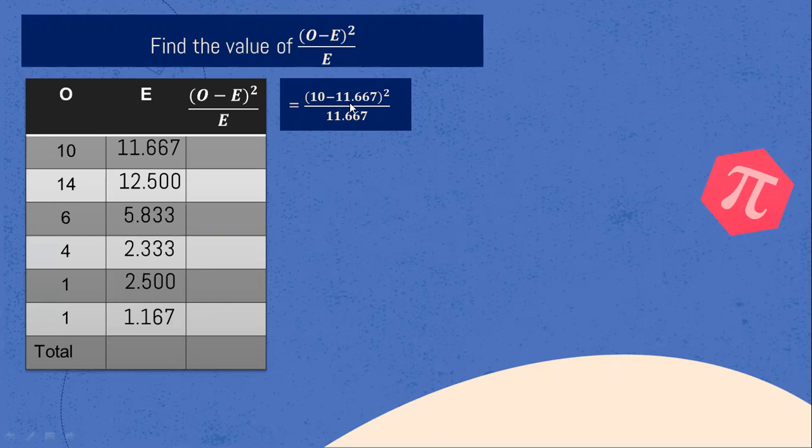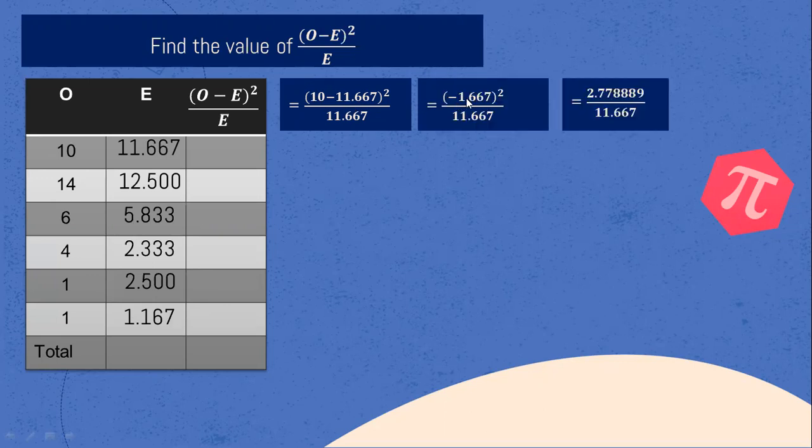10 minus 11.667 is negative 1.667. That is negative 1.667 squared over 11.667. We will now look for the square of negative 1.667. Multiply negative 1.667 by negative 1.667, multiplying the number by itself, and that becomes 2.778889. 2.778889 divided by 11.667, the answer is 0.238.